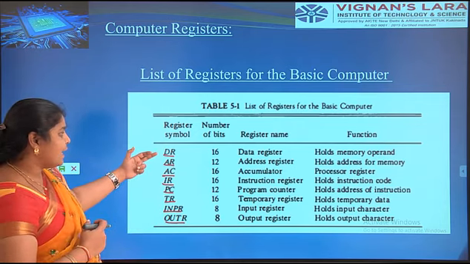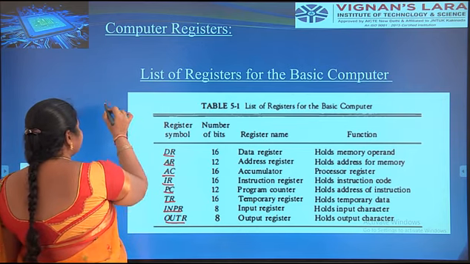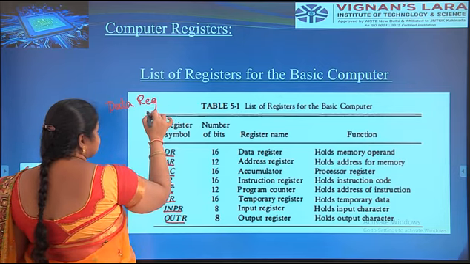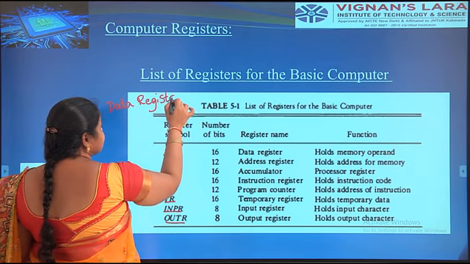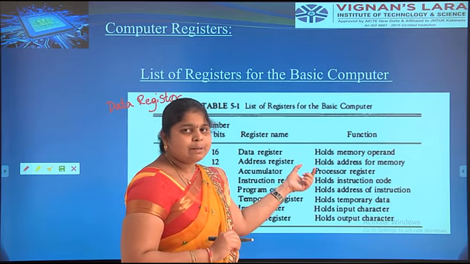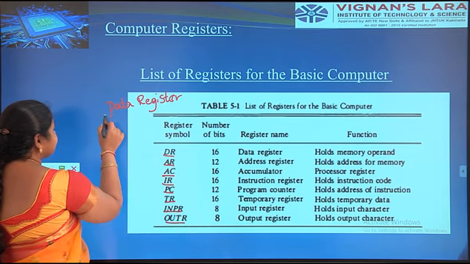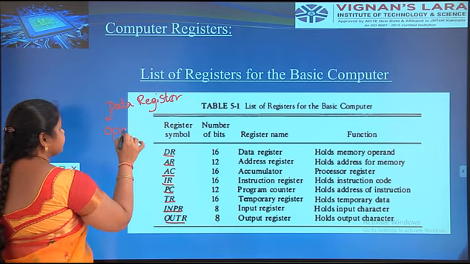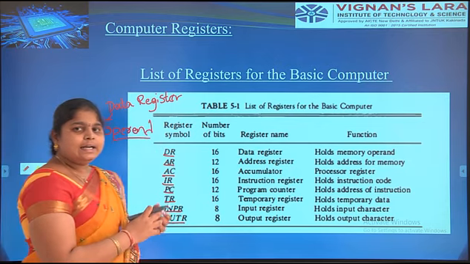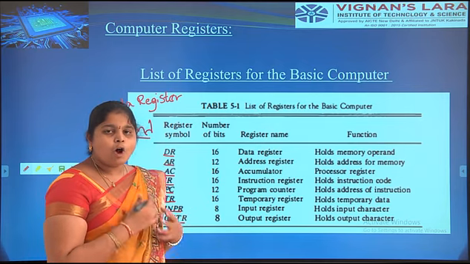DR is abbreviated as data register. It can hold 16 bits. The definition of the data register is that it holds the memory operands. It holds the operands, the data. In the data register it contains some data, whatever it may be; it holds the operand data.